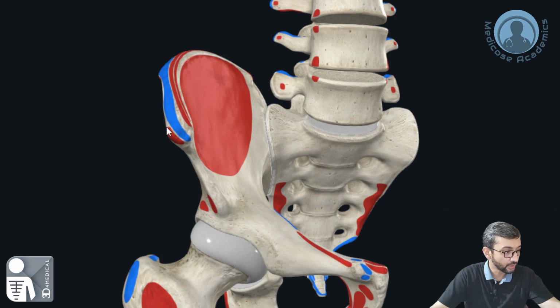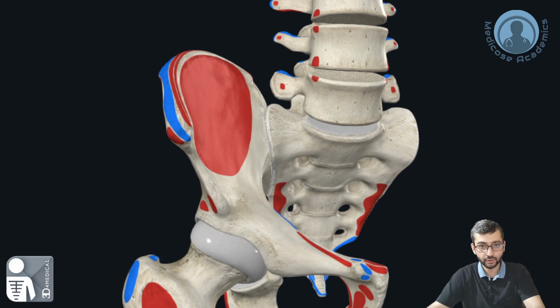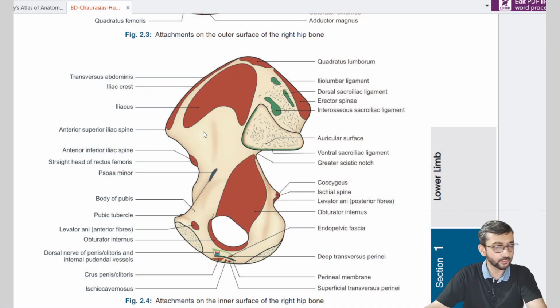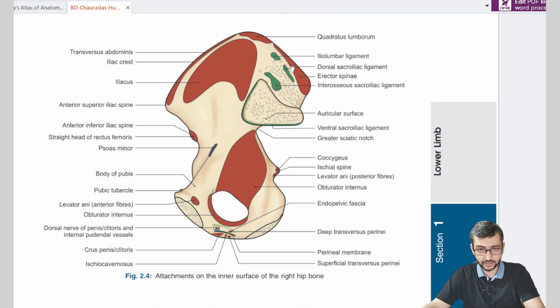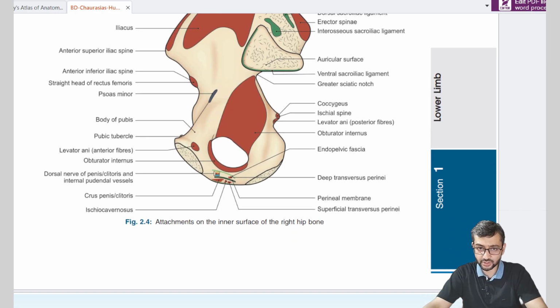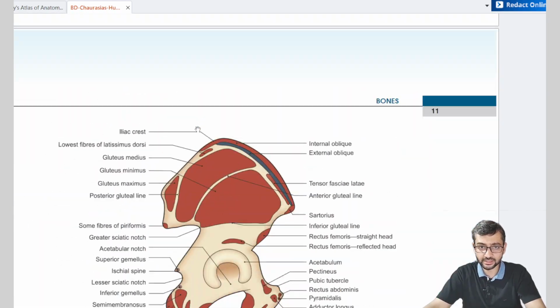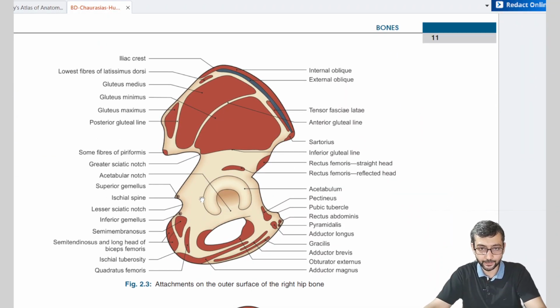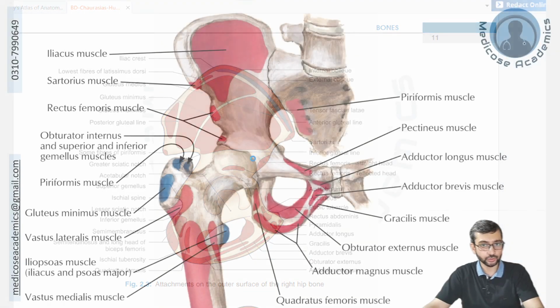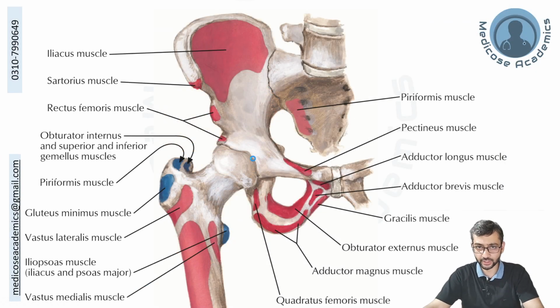By the way, I will give you these pictures for taking a screenshot. These are the pictures from BD Chaurasia's book, and they will show all the attachments. They are showing very clearly the iliac attachments, especially the sacropelvic surface ligaments, the dorsal ones. So on the ventral side, on the outside, on the femoral side, these are the different bones. By that, I think we are done with the attachments of the iliac bone.